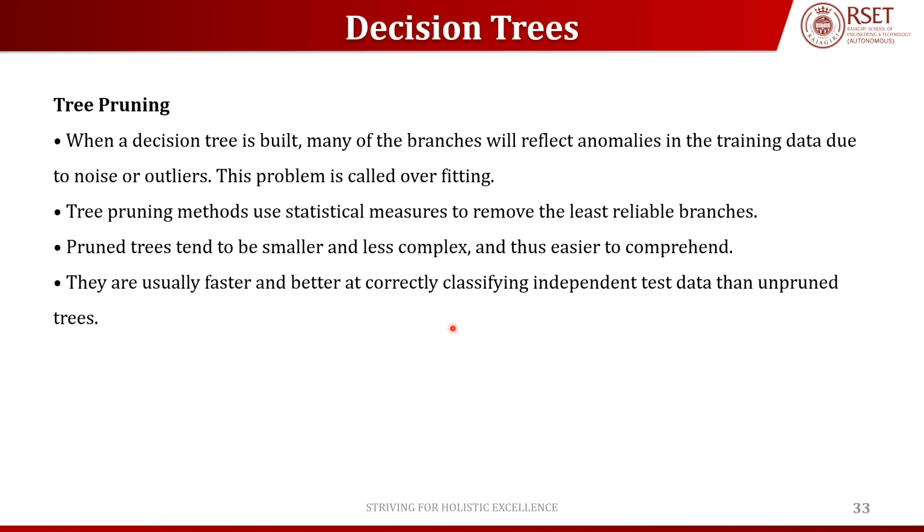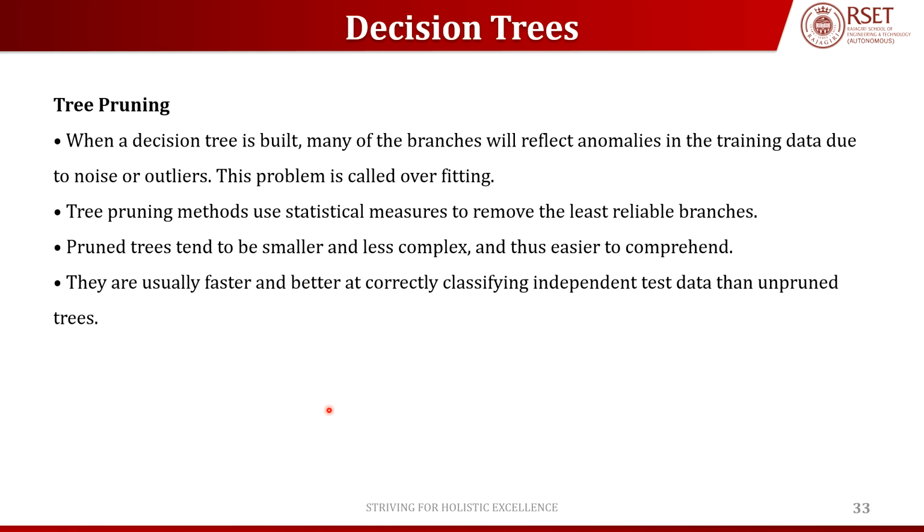Now next is about tree pruning. Before going to tree pruning, we have already learned what is overfitting. So tree pruning is the solution to overfitting. It is the process of simplifying a decision tree by removing the less important branches and nodes. So think of it like trimming a bush to give a clean, simple shape for it. So we use statistical measures to identify and remove the branches that are least reliable, meaning they are likely just reflecting quirks in the training data rather than a true pattern.